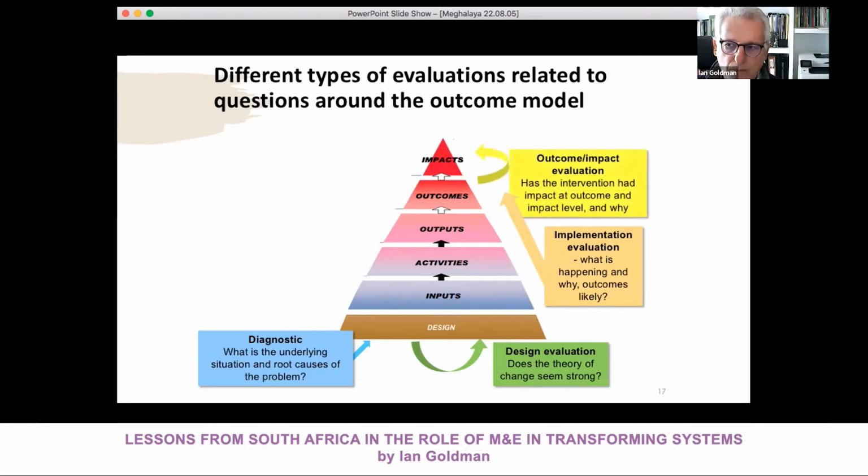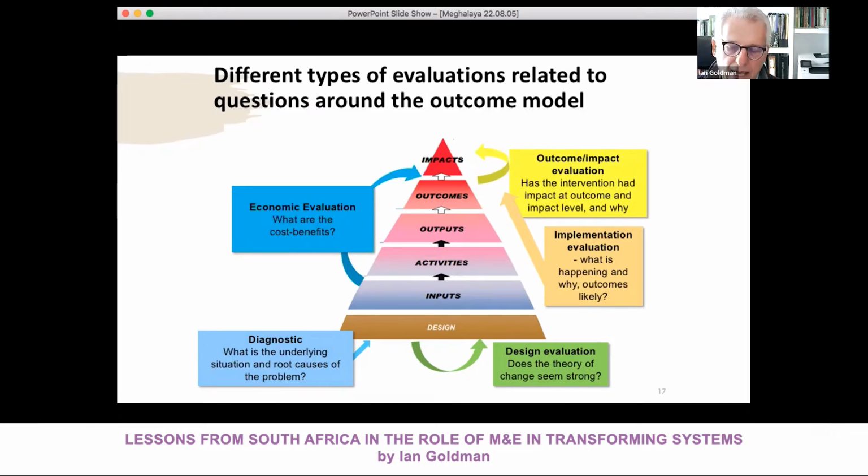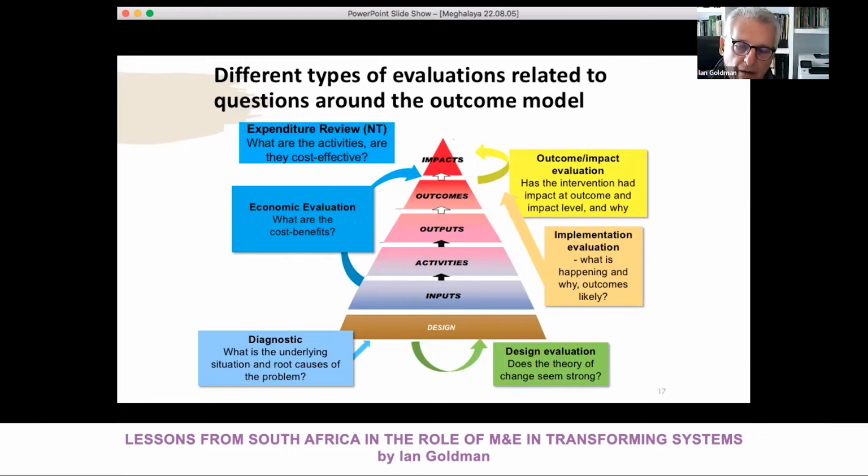And then outcome or impact evaluation, which asks, has the intervention had an impact at outcome and impact level, and why? And in all cases, of course, what needs to be done to improve. And then economic evaluation, which looks at the cost and benefits or cost effectiveness. And economic can actually be combined with some of the other ones. Like you could do economic with a diagnostic to look at the costs and benefits of the different options you're thinking about. And we also do expenditure reviews from the Ministry of Finance, what we call National Treasury, to look at what the activities are and whether they are cost effective.